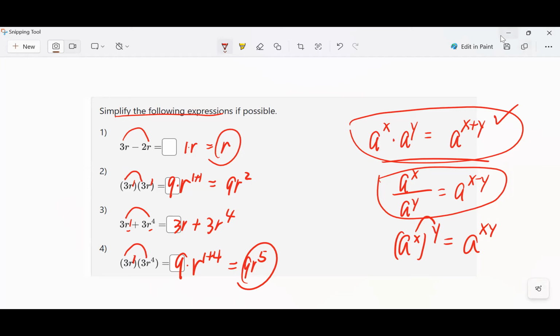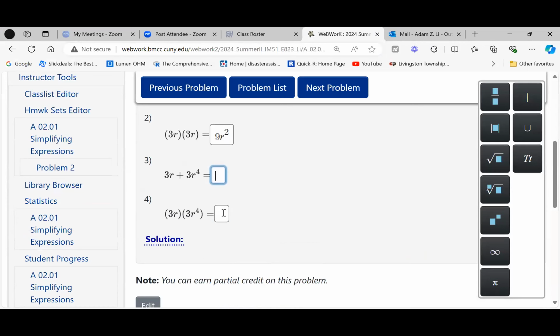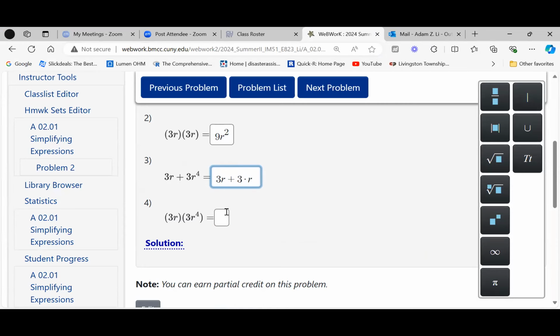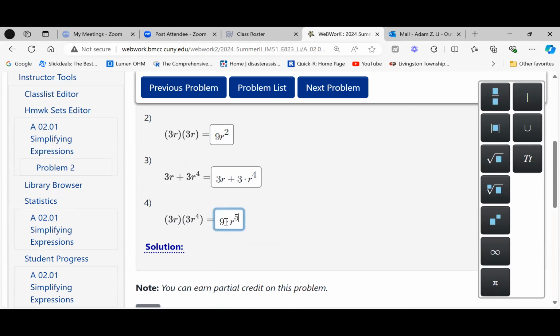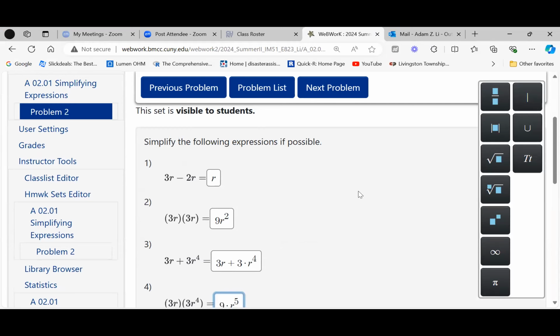Okay, sure. Let's go back and just put the answers in the answer box. The third one, there's not much we can do. We just carry over the entire expression. So 3 times r, put in the multiplication sign, to the fourth power. And the last one will be 9 times r to the fifth power. So that should be the correct answer.